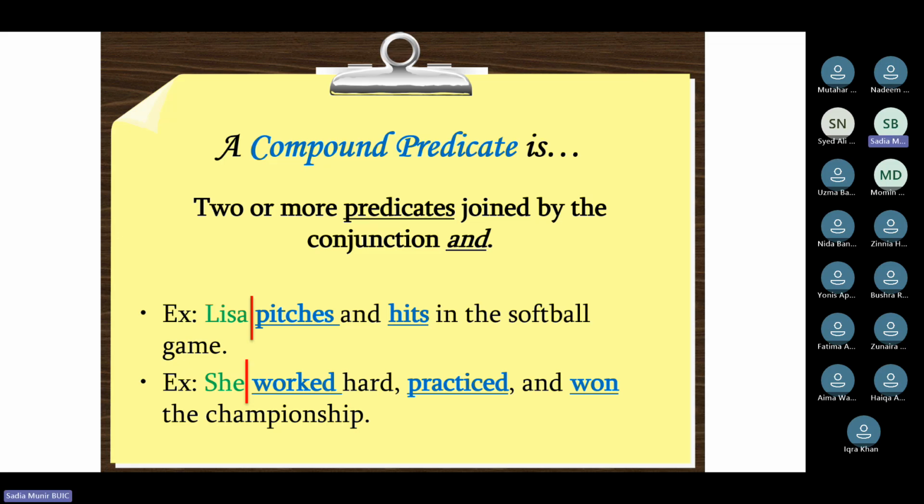Now you have to make sentences on predicate, dear. Yes, that's correct. Now you're going to make a sentence in which there should be a compound predicate being exhibited. For example, like Haika made one: the cat jumped on the table and drank the milk. Jumped and drank.